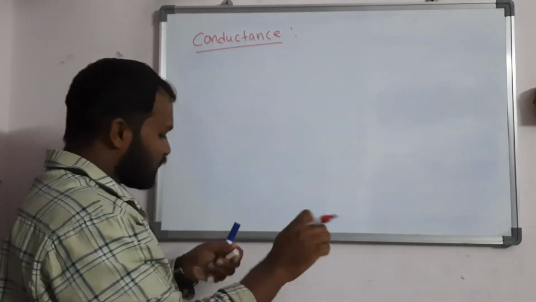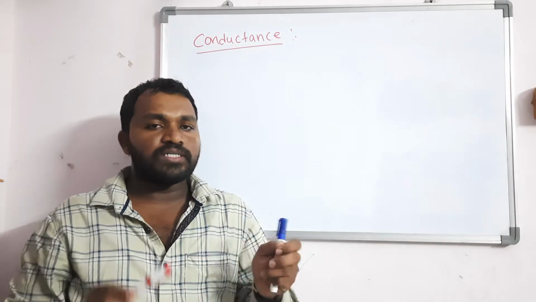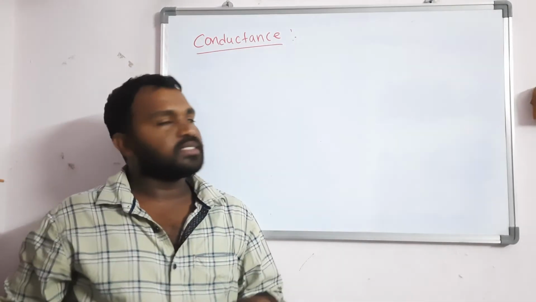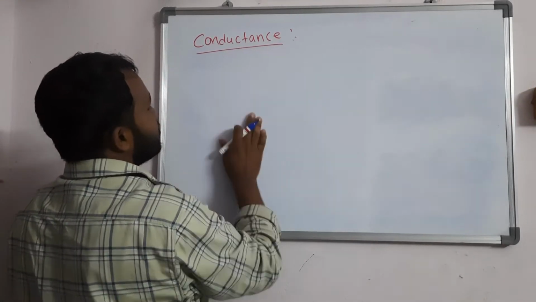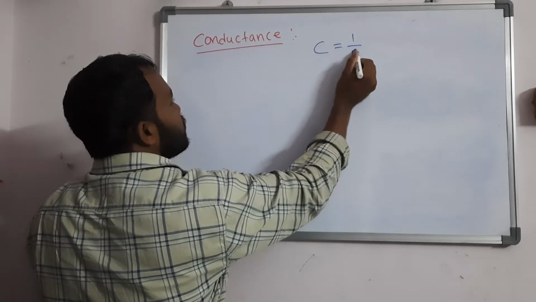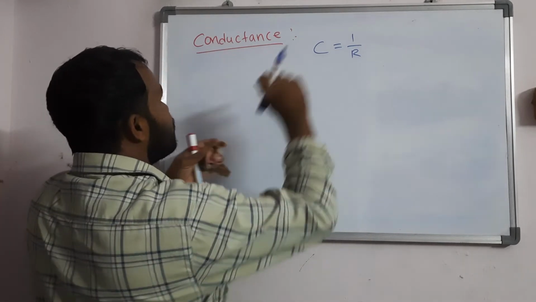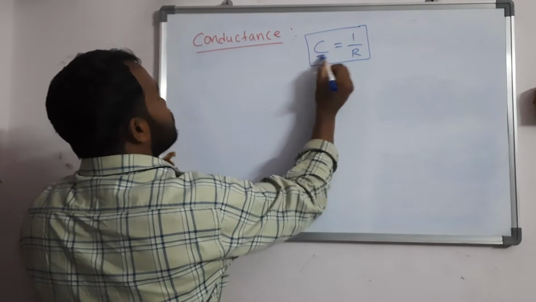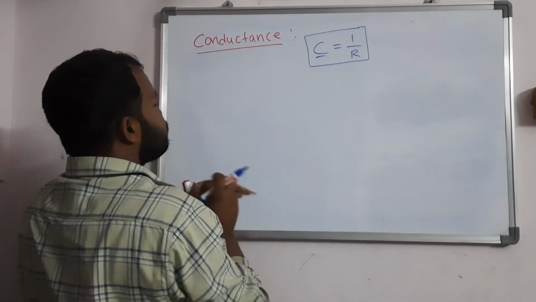First, what is meant by conductance? From the examination point of view, they will mainly ask the units of these conductances, and what happens to the equivalent and molar conductances if dilution occurs. So first, conductance: C is equal to 1 by R, the reciprocal of the resistance. The reciprocal of resistance, C equal to 1 by R, is called the conductance.